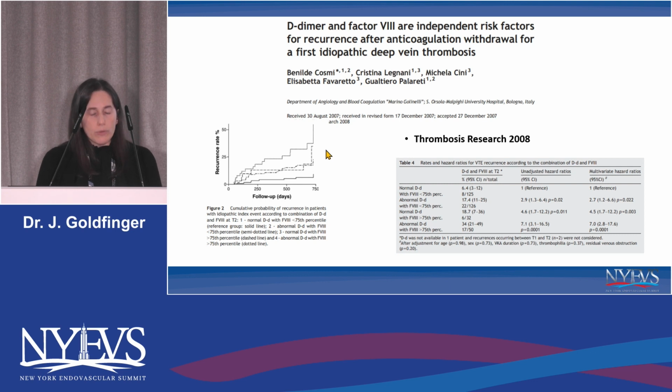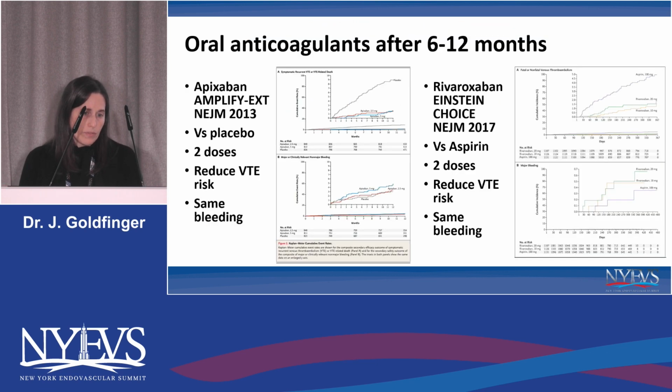The way I use it is I measure a D-dimer factor VIII at the end of when we're anticoagulating. If the numbers are high, I would not stop it. If the numbers are low, I would stop it, then check it again in 30 days. And that way you sort of have those two data points, one on anticoagulation and one off, and you can look at risk based on that.